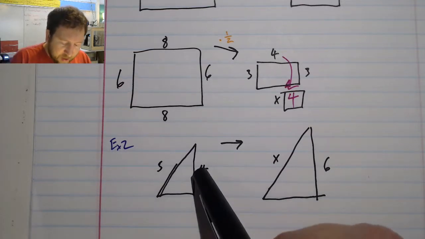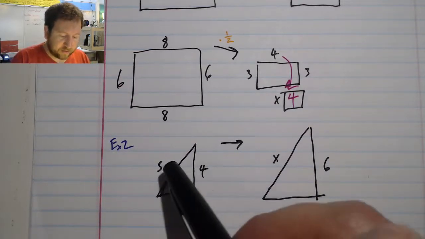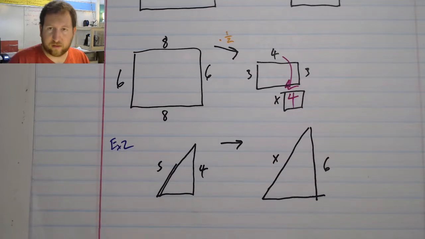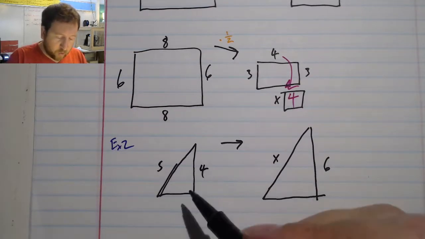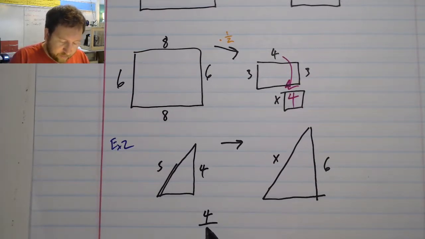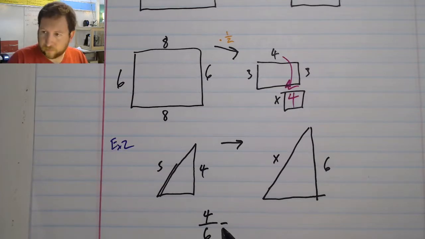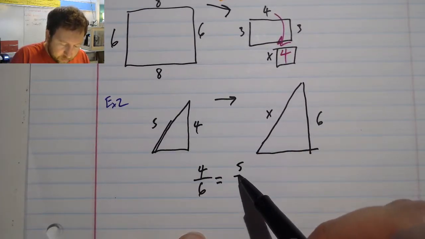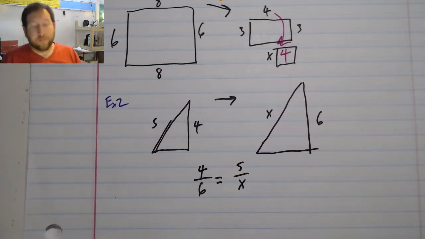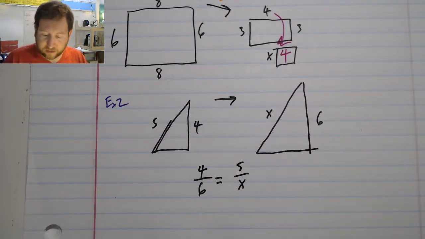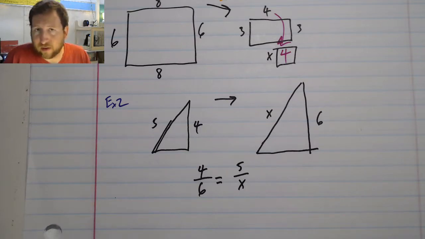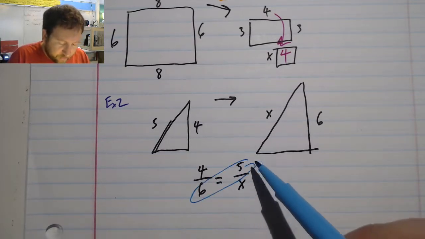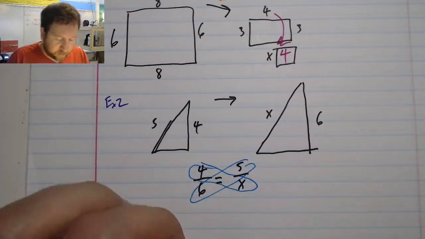I can say that the ratio between these two sides is the same as the ratio between these two sides. So I can say 4 is to 6, and remember I can write it like that, as 5 is to x. And once I have it set up like this, I can solve it all sorts of ways. The easiest way, of course, is using that butterfly method or that cross multiplication.